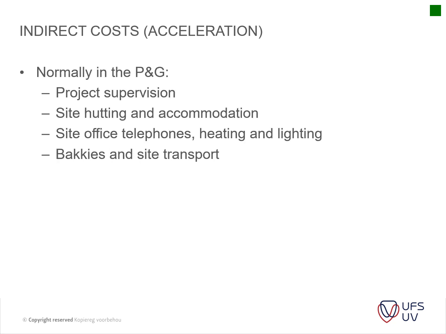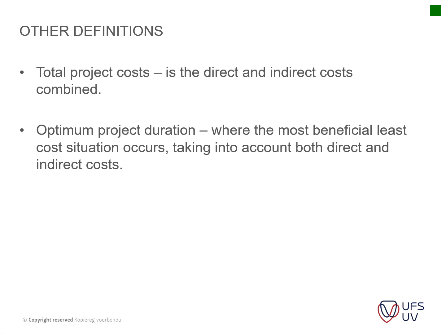So your indirect costs are your normal P's and G's, for instance project supervision, site hutting and accommodation, site office, telephones, heating, etc., buckies, transport, and so forth. Okay, then other definitions: your total project cost is direct and indirect costs combined. Optimum project duration is where the most beneficial least cost situation occurs, taking into account both direct and indirect costs. Okay, so we're going to look at your total cost and your project duration by means of an example.